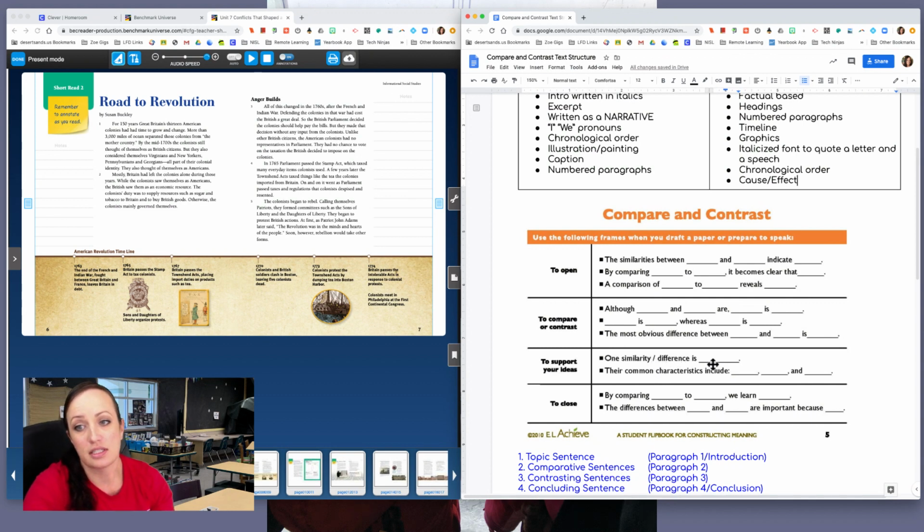One similarity difference is blank. The common characteristics include, and then closing with your concluding statement or sentence by comparing blank to blank. We learned that, so it's kind of like solidifying what your thoughts were. You still have time. I see some notes that some people are saying that they weren't able to finish it. That's okay. You still have time.